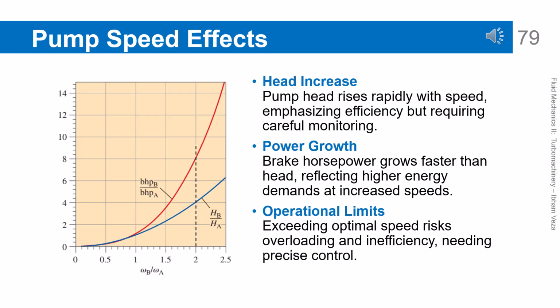Pump speed effects. When pump speed is increased, the head rises rapidly, but the power rises even faster. This explains why the driving motor often becomes the main limiting factor in increasing operating speed. Without proper monitoring, the pump can be overloaded and operate beyond safe limits. Therefore, speed control must always be linked to motor capacity and mechanical strength of the system.